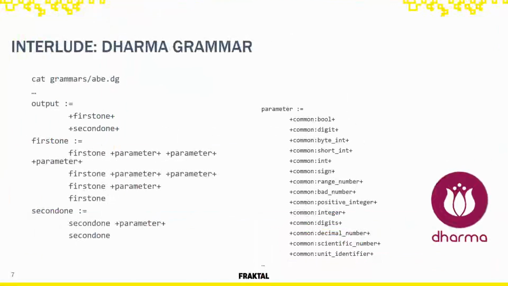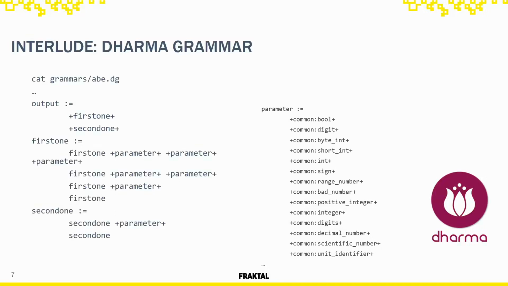And then parameter pulls from the standard library inside Dharma, where it can put in a boolean, a digit, integers, all that stuff. So you don't need to come up with what could be bad data, right? The framework will handle that for you. You basically just describe the constraints for your output in the grammar file, and Dharma will generate random but well-formed input, provided you make a well-formed grammar file, right?